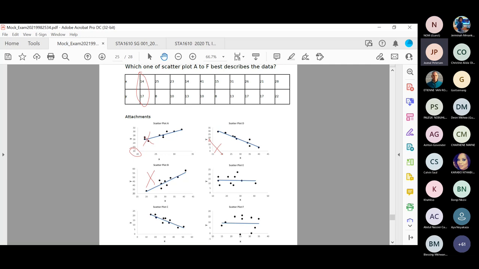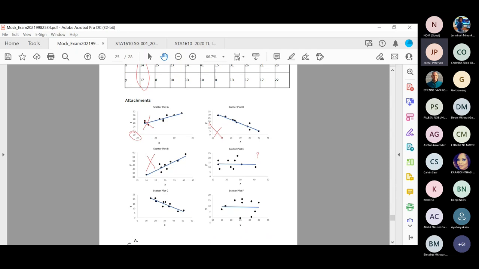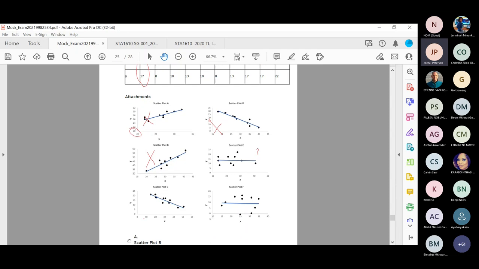This one is a potential because 14 can be somewhere here and one of those values can be either one of them. We can put the question mark there for now. 14 and 17. And this one also, it can be a potential, but that is above. It's scatter plot E. Yeah, it's E, scatter plot E.